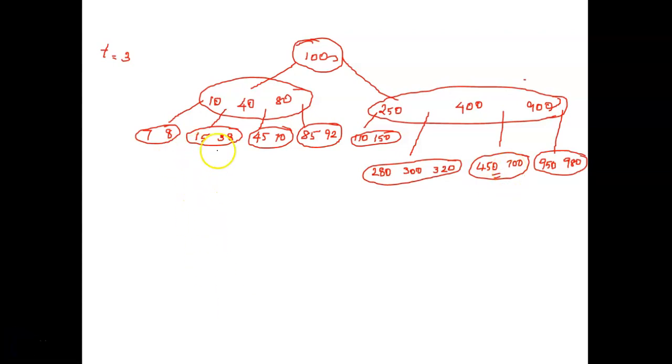So for deleting 450, I have to start from the root. I have to find whether it contains 450. No, so I'll be moving. Now my x is here, child is here. I'll be checking my third condition also, 3a, whether it is less than t. But it is not less than t. So I'll be moving. Now this will be x, and where it is 450, this is my child.